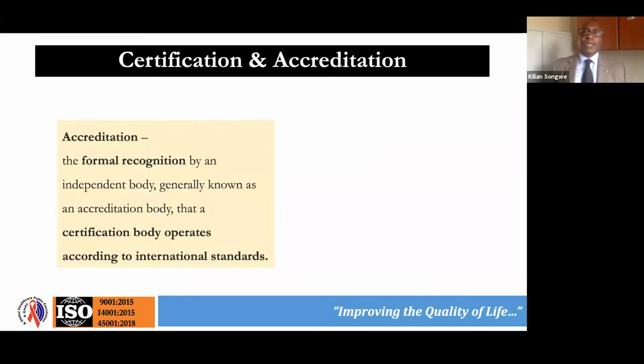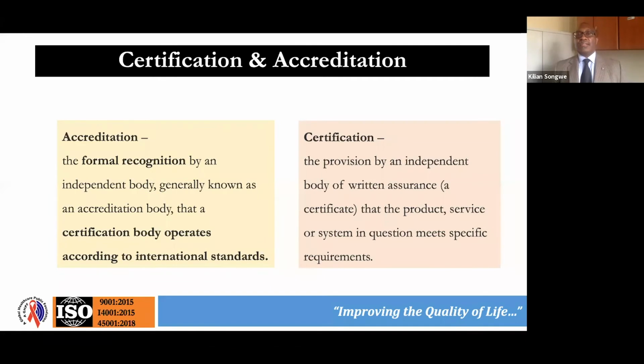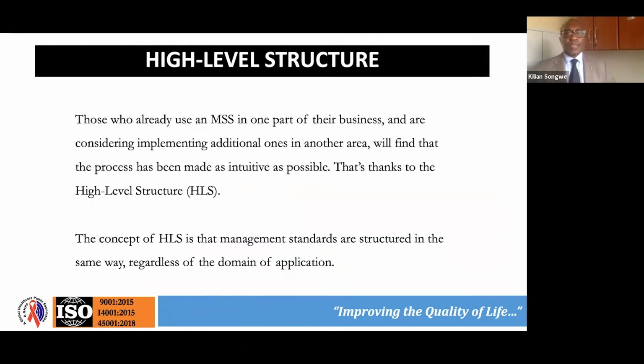Then certification and accreditation. Accreditation is the formal recognition by an independent body, which in this case will not be the International Organization for Standardization, generally known as an accreditation body, that a certification body operates according to the international standards. And these are the standards that we just referred to. And then there is certification: provision by an independent body of written assurance that the product, service, or system in question meets specific requirements. So these are two very important things that happen. And a lot of the business market today is using International Organization for Standardization standards to be able to meet either accreditation or certification.